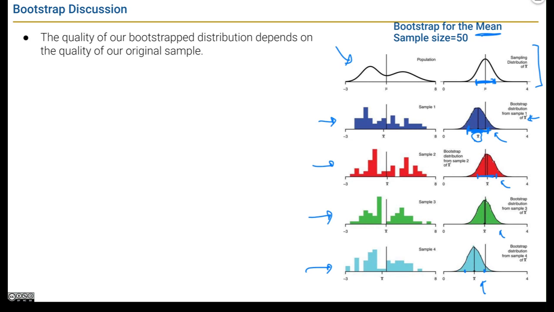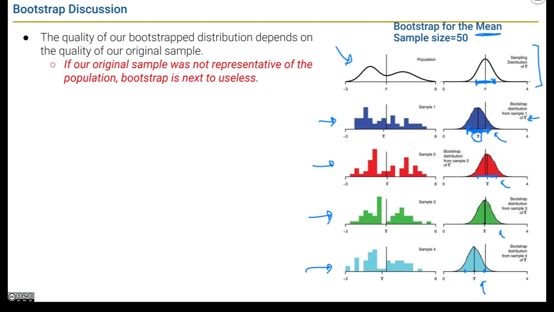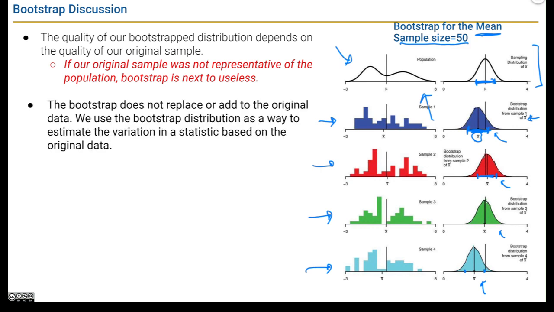Now, the quality of your bootstrap distribution definitely depends on the quality of your original sample, and so it's not the case that this will always work. Luckily, in each of these examples here, I'm doing a large enough sample size, roughly, and my samples pretty much mirror some of the trends that I have in my population, which is why these bootstrapped distributions all look pretty similar. Notice the bootstrap is not replacing or even adding to the original data, right? We're using it as a way to estimate the variation, the spread of the sampling distribution.